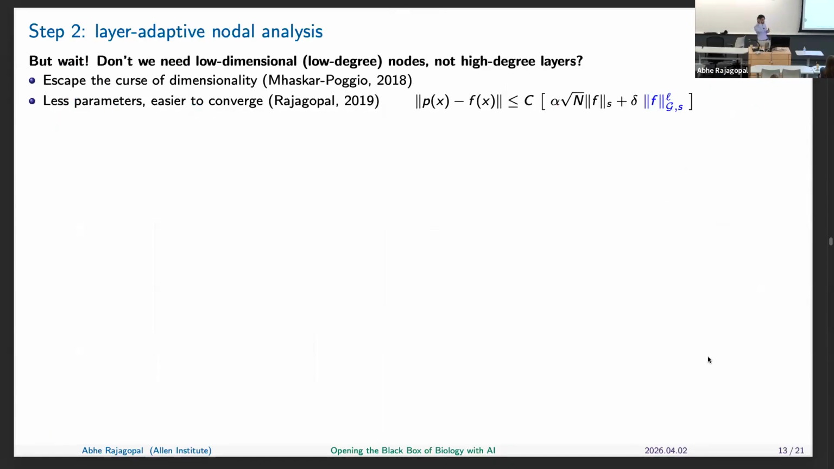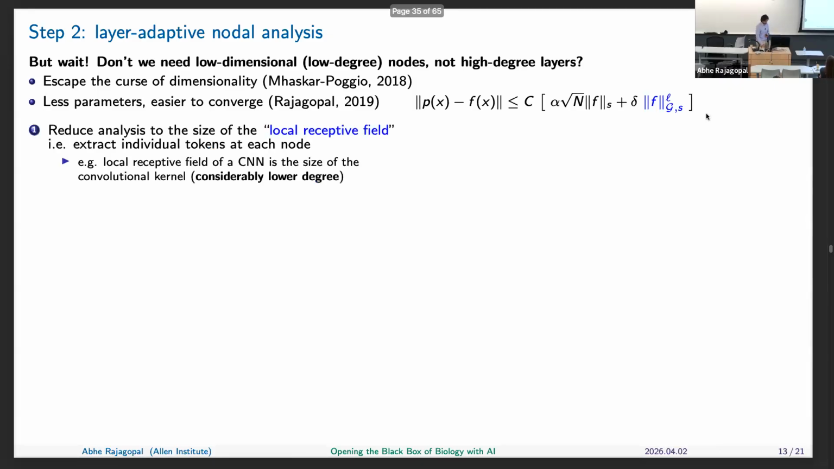But I told you in the beginning that you need low integrity for these nodes for this to work, to avoid the curse of dimensionality. So how do you do that? And importantly, we needed not only low integrity, but we wanted boundary control on the derivatives of each of the nodes that are inside the network. So the first thing I realized is that in order to do this analysis, you need to reduce the analysis to the size of what I call the local receptive field, which is really just to say, to be able to look at the individual tokens or the inputs and outputs of every node.